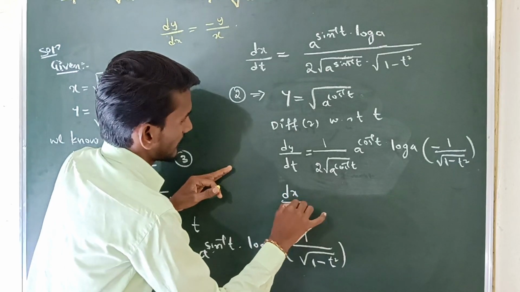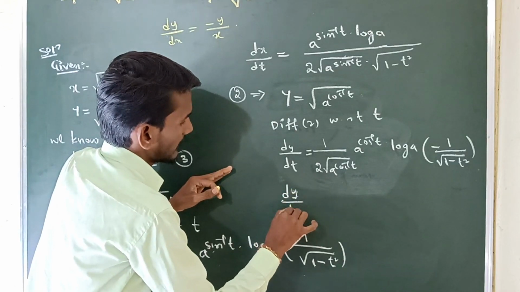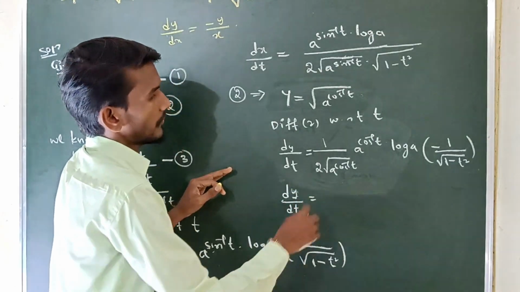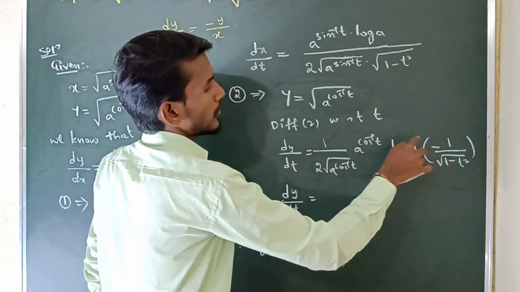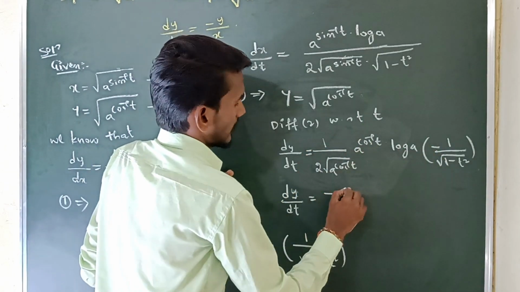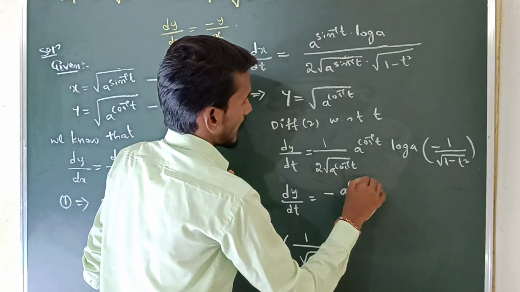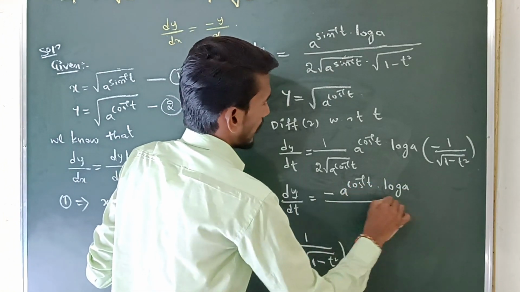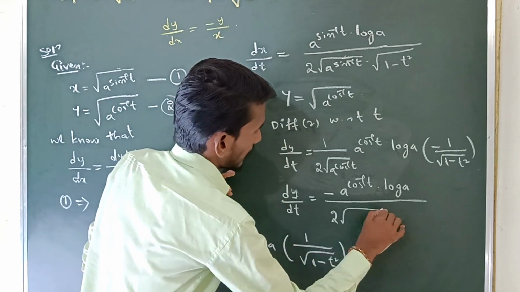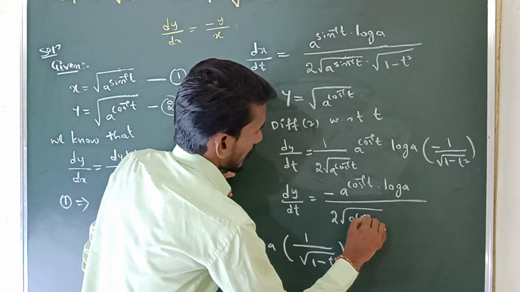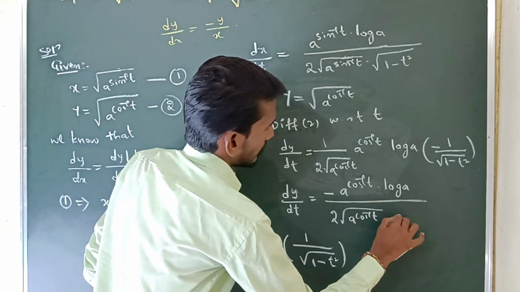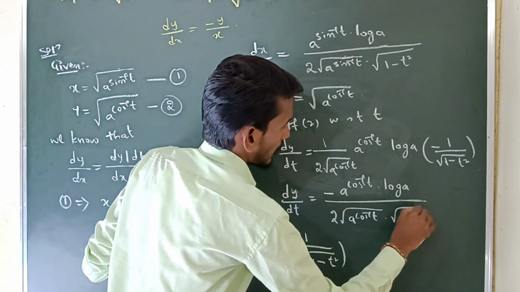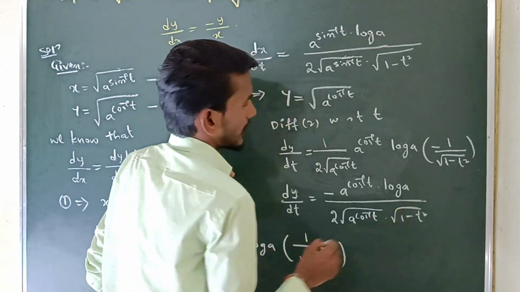dy divided by dt is equal to plus into minus. It is minus a to the power cos inverse t into log a, whole divided by 2 root of a to the power cos inverse t into root of 1 minus t square.